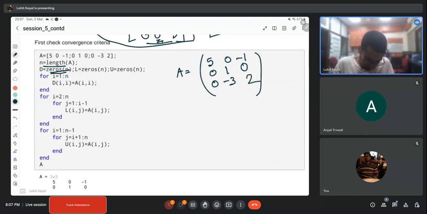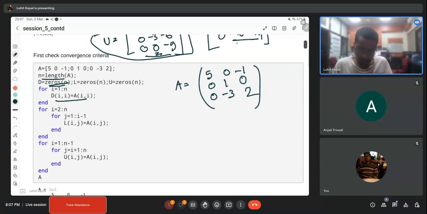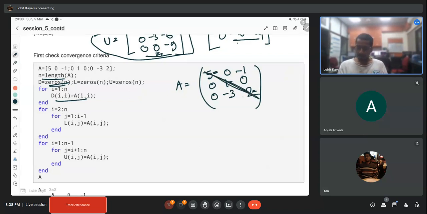Now, the first one is the simplest one. You need to find D. D is just the diagonal elements of A. So here A_ii means these elements 5, 1, 1, 2, 2, 3, 3. Now for the lower triangular matrix, lower corresponding to the diagonal, we will not consider the diagonal elements here.